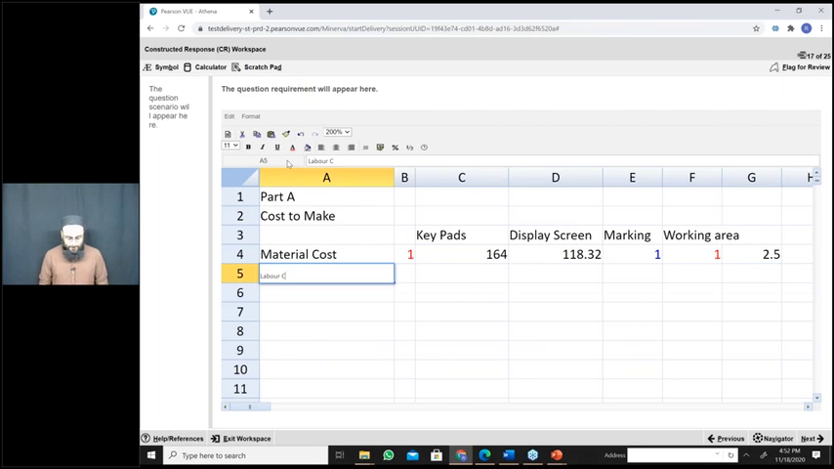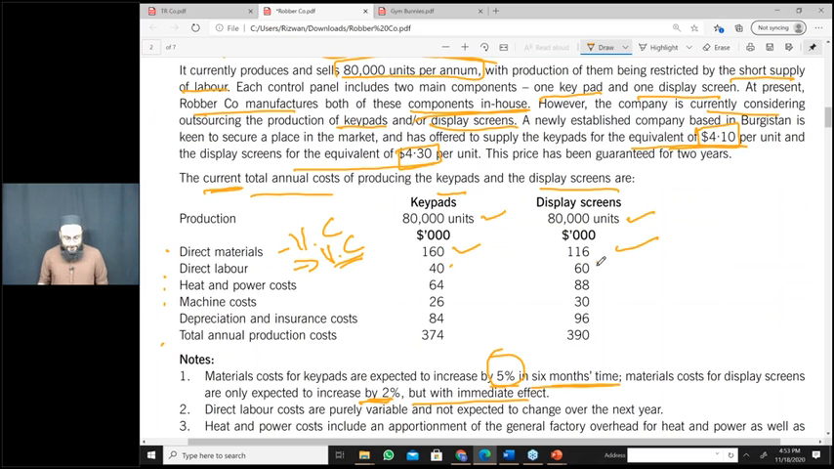Yes, guys, clear? What's your feedback? Labor cost. Okay. So what to do for labor cost? Labor cost is 40 and 60. Direct labor are purely variable and are not expected to change over the next year. Perfect. So what do you think?